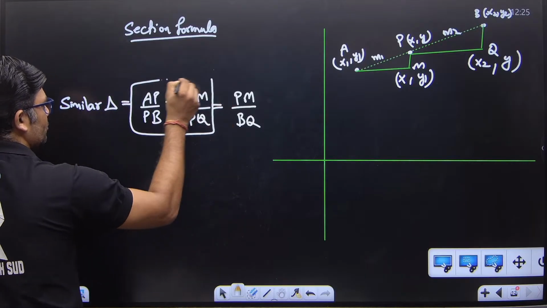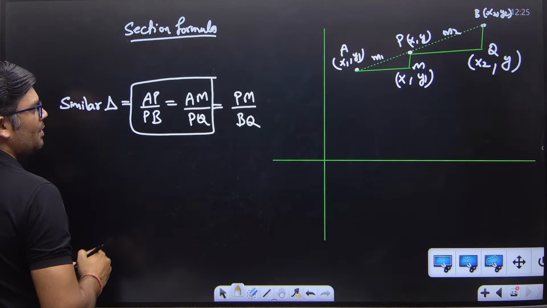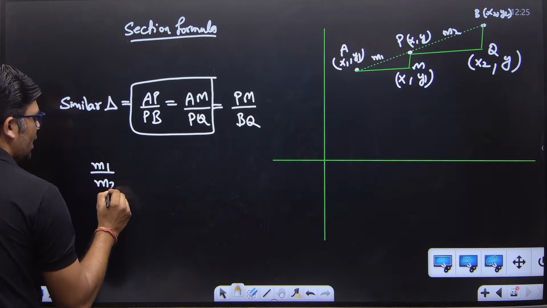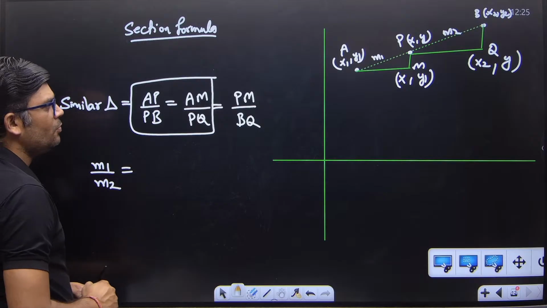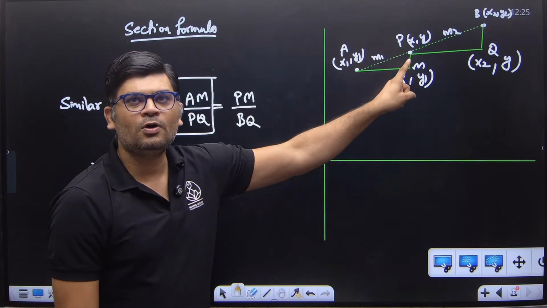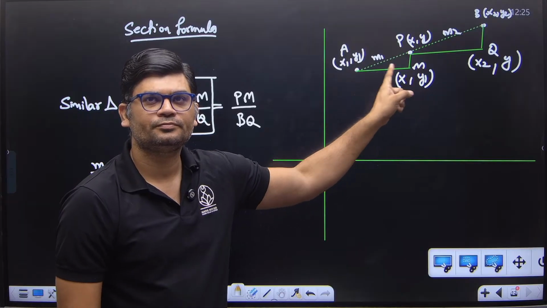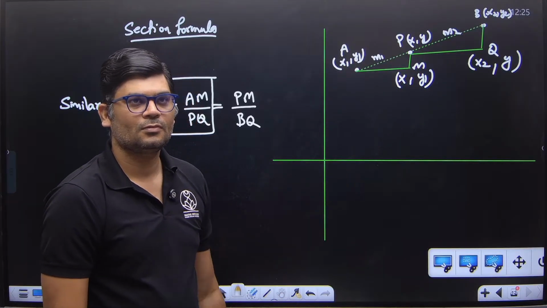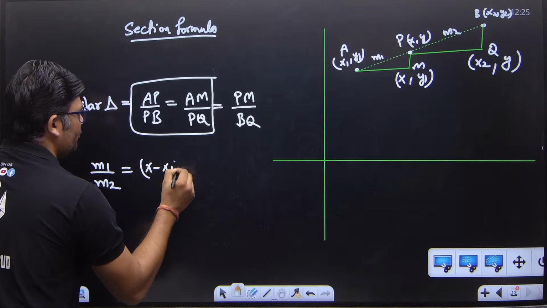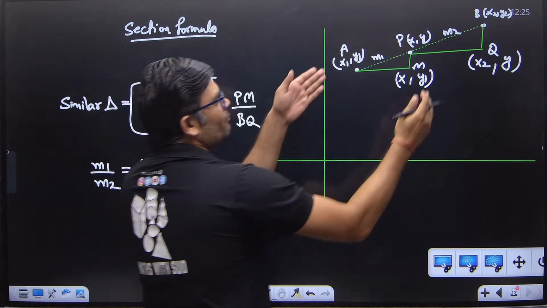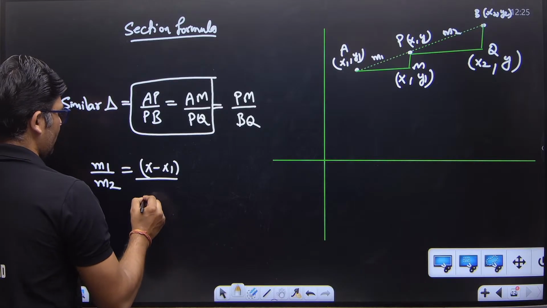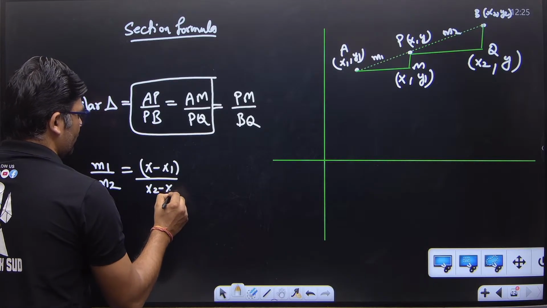So I will take two at a time. First I will take these two. Can you tell me what is AP? AP is m1, PB is m2, which is equal to, can you tell me what is AM? From A to M, how much have you moved? X minus X1. Very good. See how beautifully you are saying. Can you tell me what will be PQ, my dear? PQ is X2 minus X. Wonderful.